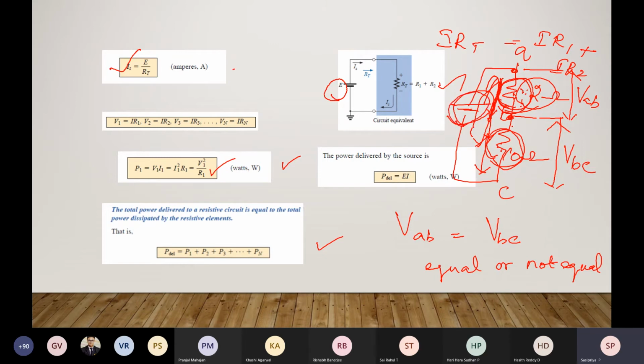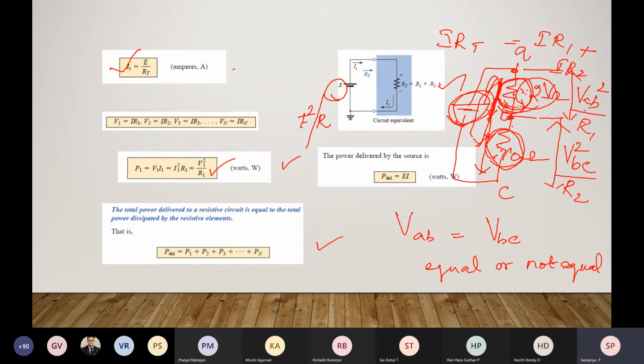What is the total power supplied by the source? The total power supplied by the source is going to be E square divided by the total resistance. Whereas the power dissipated by an individual resistor is going to be the voltage drop across it. It's going to be VAB, so VAB square divided by R1, and this is going to be VB square by R2.